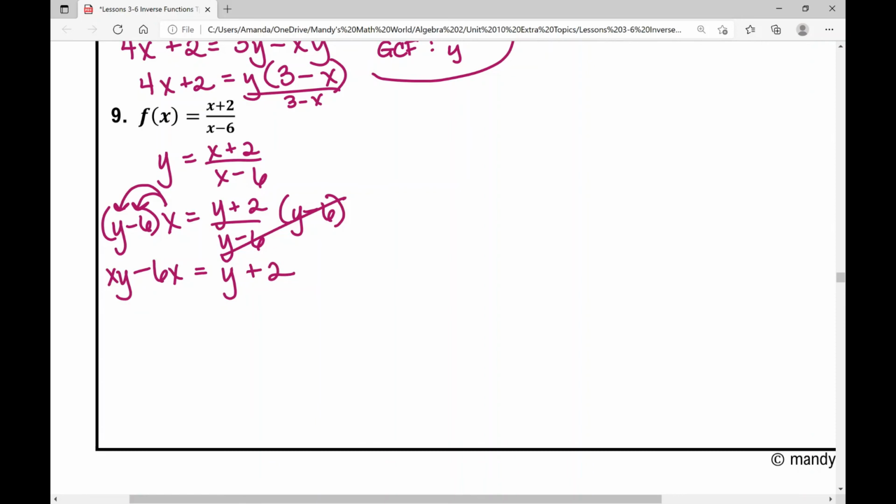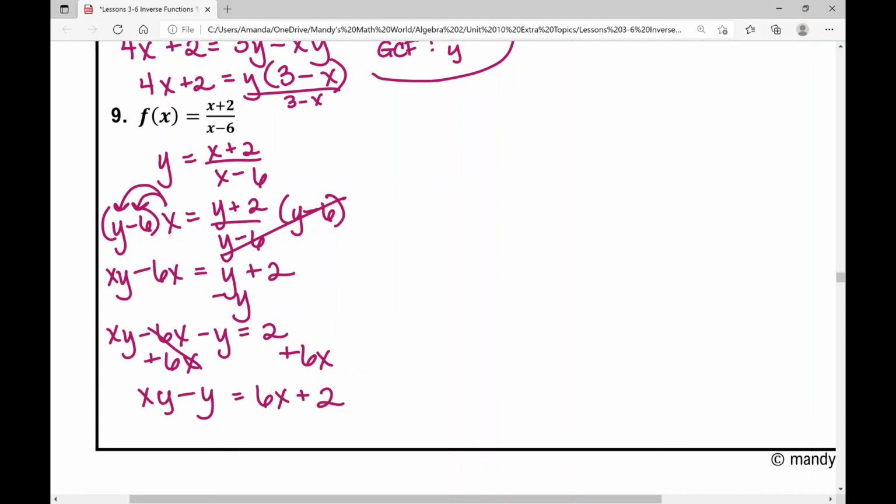So what do I do now? In this case, I'm going to move the y to the left. So I'm going to subtract y from both sides. And then I'm going to write it out: xy minus 6x minus y equals 2. And now I'm going to add 6x to both sides to get xy minus y equals 6x plus 2. So now on one side of my equal sign, I have only terms that have y in it. When I do that, I can factor out a y as a GCF, and I'm left with x minus 1.